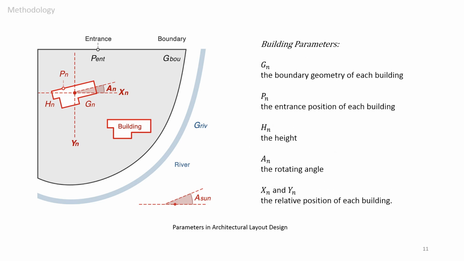Then the building, which needs to be placed into the site. Parameters include Jn for the boundary geometry of each building, Pn for the entrance position of each building, Hn for the height, An for the rotated angle, Xn and Yn for the relative position of each building. Among them, J, P, and H are pre-designed and should keep constant, while X, Y, and A are the main parameters, which will be fed into the simulated annealing algorithm as X value for the objective function.